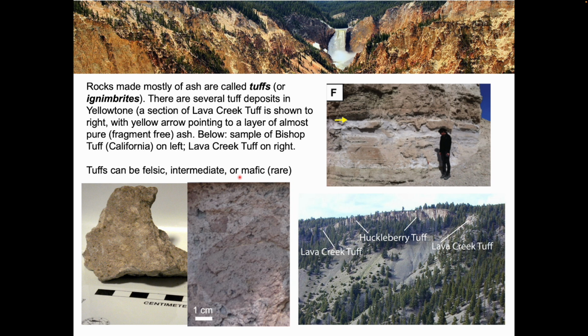lava. Down here on the lower right, we see two layers of tuff deposited by the Yellowstone volcano. The Lava Creek tuff and the Huckleberry Ridge tuff are the two most recent and largest of the eruptions from Yellowstone. But we'll talk about those more in depth shortly.